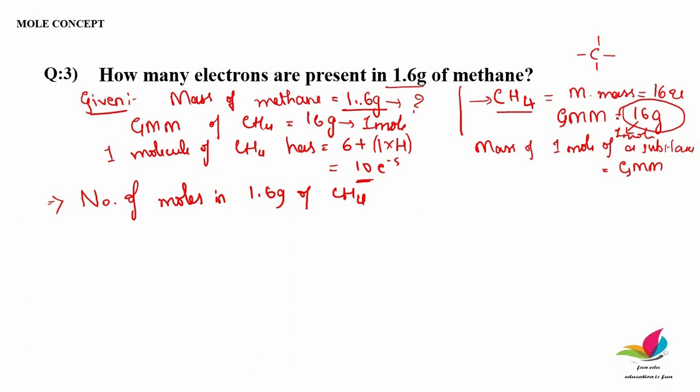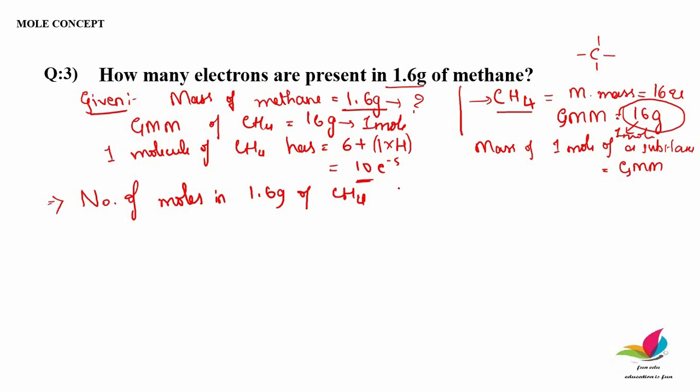How? 16 gram. This is 1.6 gram. Means 1 digit is shifted to the left. It means what? It is divided by 10. Correct? So here if you do divided by 10, how much you will get? 1 mole, that will be equal to 0.1 mole. That is the logic. Correct? By seeing only you can say the answer, but still we calculate.